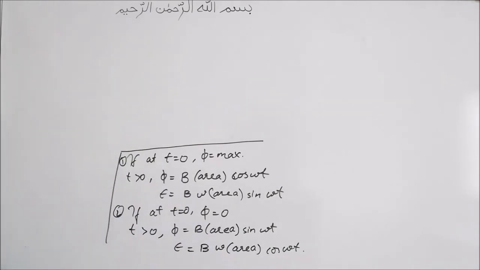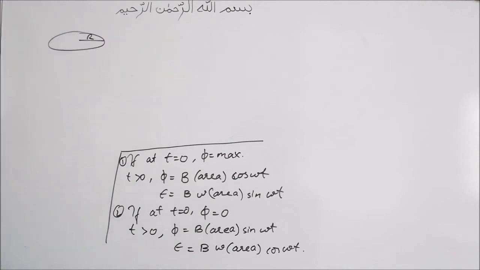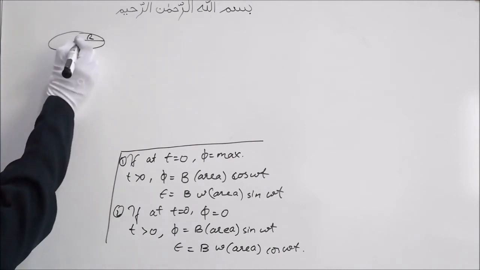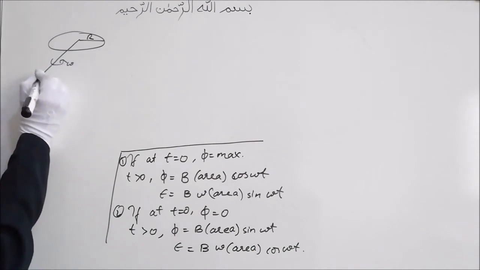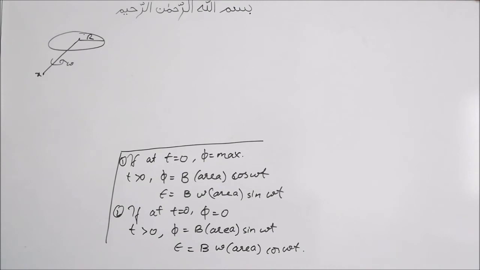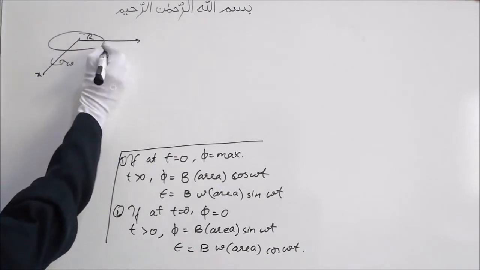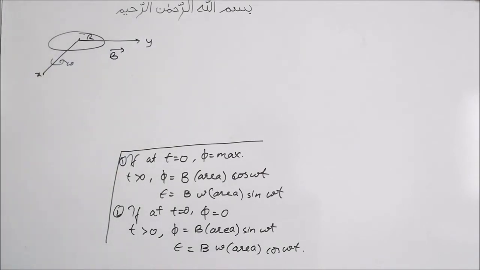Let's look at a problem. We have a circular conducting ring of radius r which rotates with constant angular velocity omega about its diameter placed along the x-axis. That is like this. It rotates like this, omega, and this is the x-axis. A uniform magnetic field B is applied along the y-axis. So we have the y-axis and the magnetic field is along this direction.